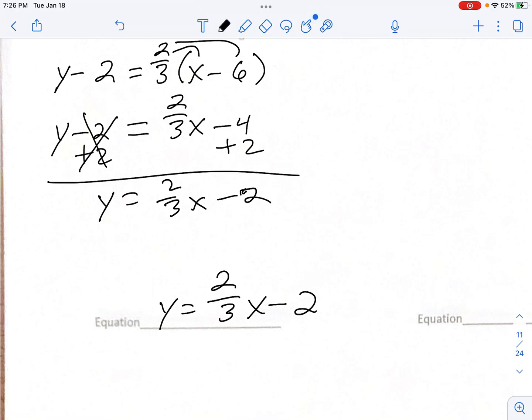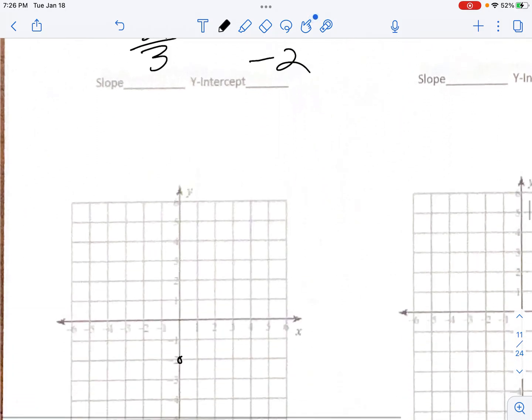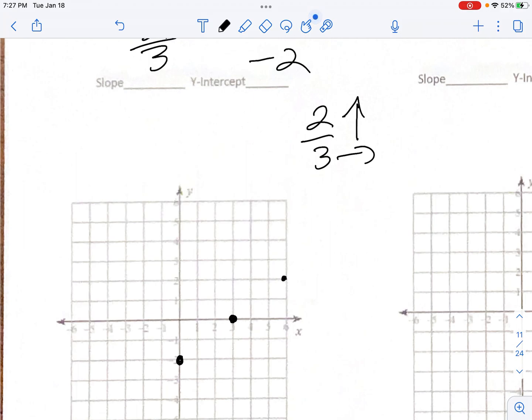Now that you found the equation, okay, your slope is 2/3. Your y-intercept's negative 2. So plot the y-intercept at negative 2. And then if the slope is 2/3, you're going up 2 and right 3. So up 2 and right 3, up 2 and right 3, right at the edge of the graph. Then draw your line. Done.